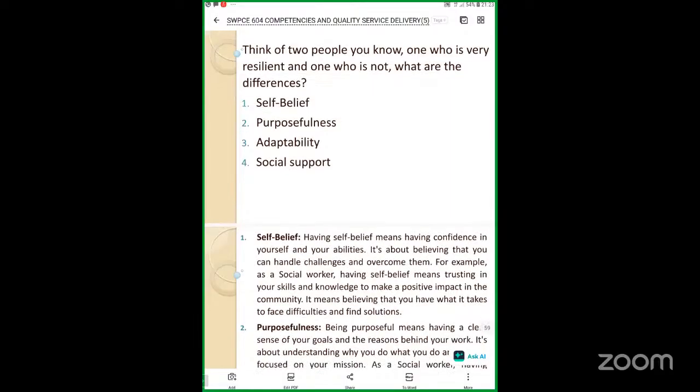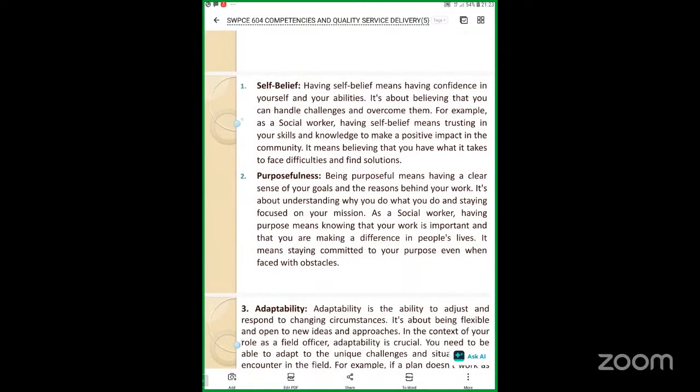Then purposefulness. Being purposeful means having a clear sense of your goals and the reason behind your work. Are you just doing things randomly or routinely? There must be a purpose for doing certain things. You want to travel. Perhaps you want to move from Abuja to Lagos. Why are you embarking on that journey? You need to know why you are going on that journey. What do you want to achieve by embarking on that journey? If you don't have any purpose of embarking on that journey, you will not go.